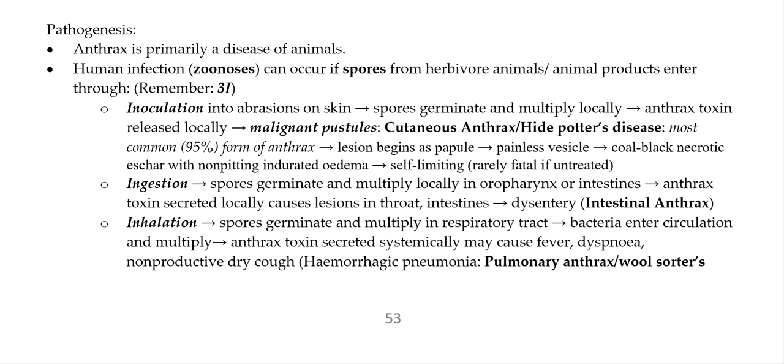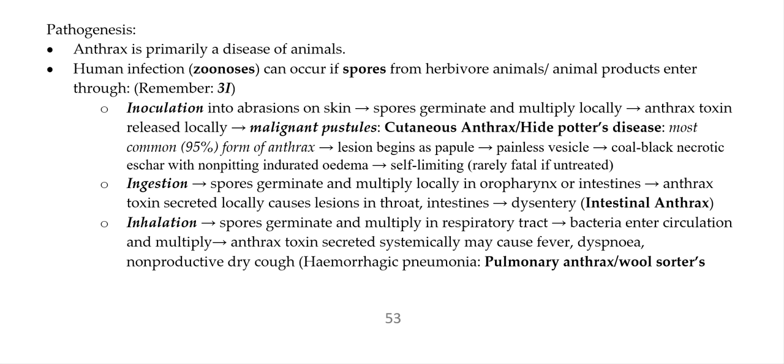And inhalation. If spores are inhaled, they will germinate and multiply in the respiratory tract. From there, they can enter the circulation and multiply, so dissemination can happen. Anthrax toxin will also be secreted systemically, and this may lead to fever, dyspnea, non-productive dry cough, and hemorrhagic pneumonia. This is known as pulmonary anthrax, also known as Wool Sorter's disease.